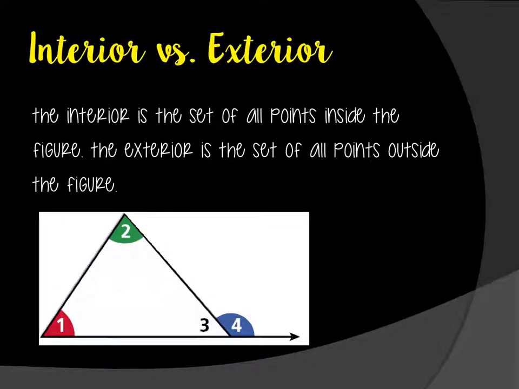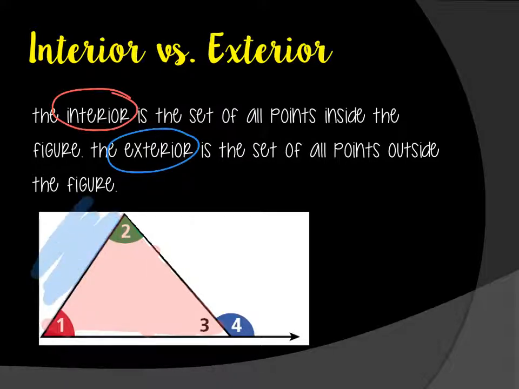Next we have interior versus exterior. The interior is the set of all points inside the figure. So our interior is going to be everything inside the figure. So inside the triangle is our interior. And the exterior is the set of all points outside the figure. So outside is going to be our exterior.